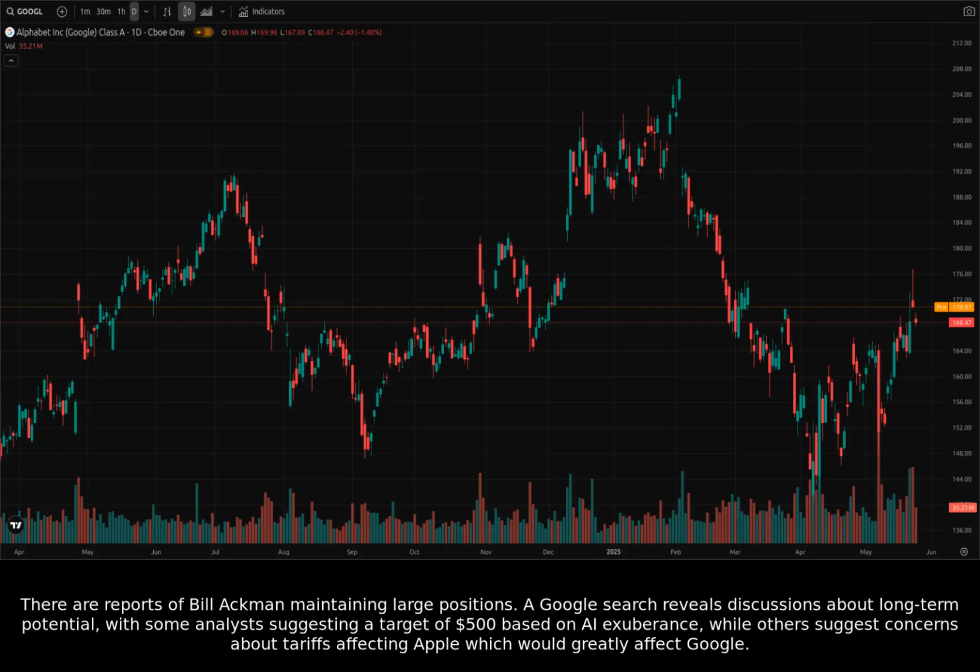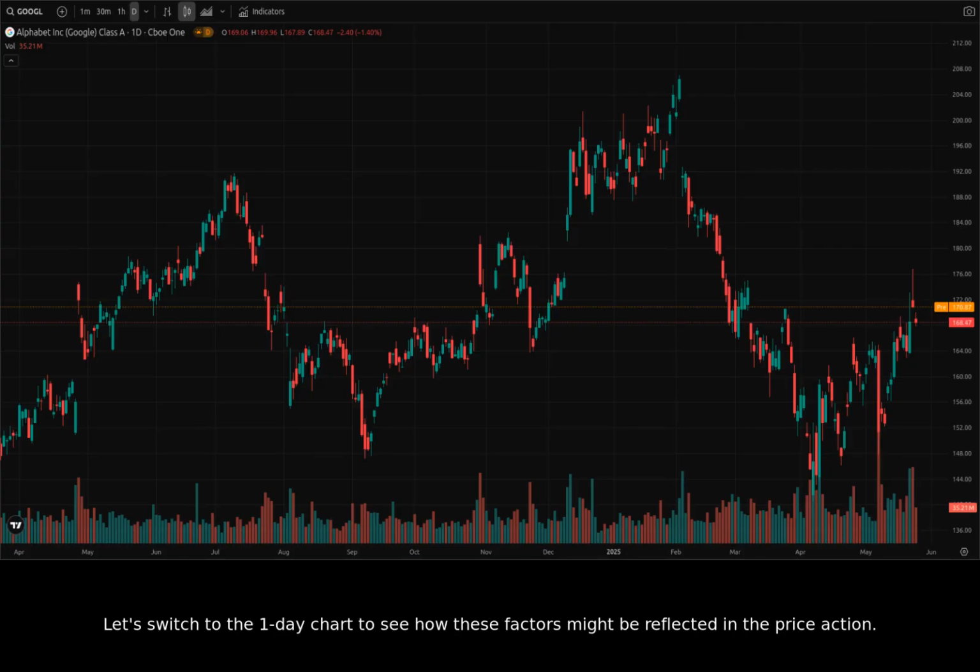A Google search reveals discussions about long-term potential, with some analysts suggesting a target of $500 based on AI exuberance, while others suggest concerns about tariffs affecting Apple, which would greatly affect Google. Let's switch to the one-day chart to see how these factors might be reflected in the price action.